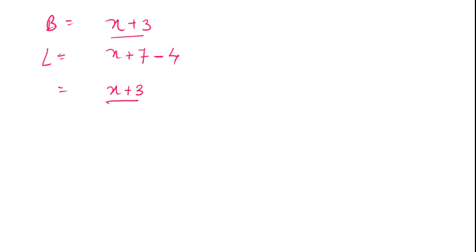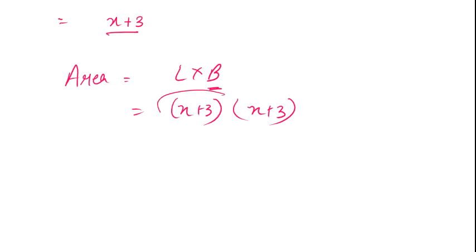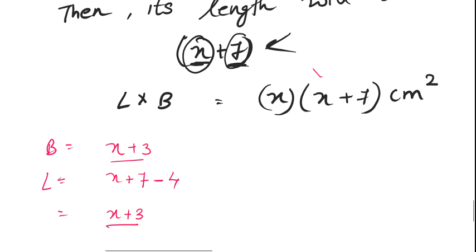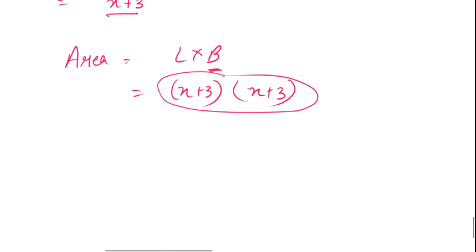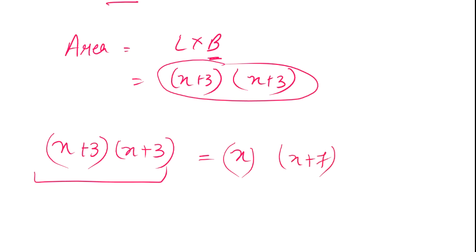Clear? So now we need to find the area. Area is length into breadth. Our new length is x plus 3. Our new breadth is x plus 3. Clear? And the question said that the area of the new rectangle and the area of the old rectangle both are the same. So what can we do? We can equate them, because both are the same. Now we need to find the value of x by solving this equation.